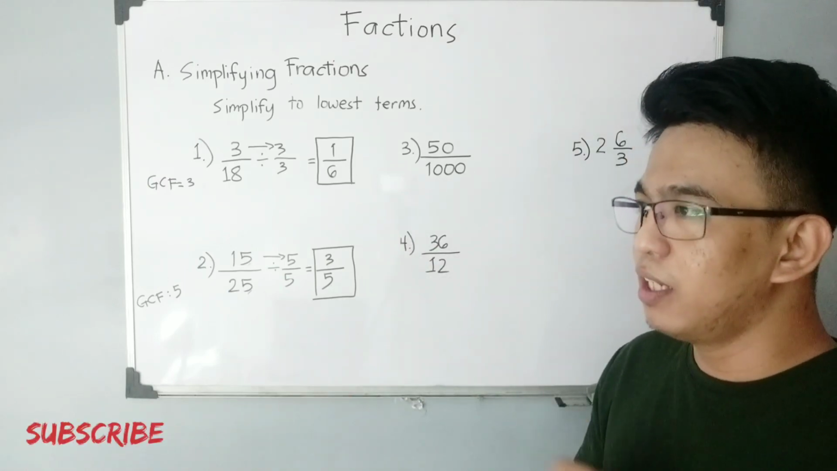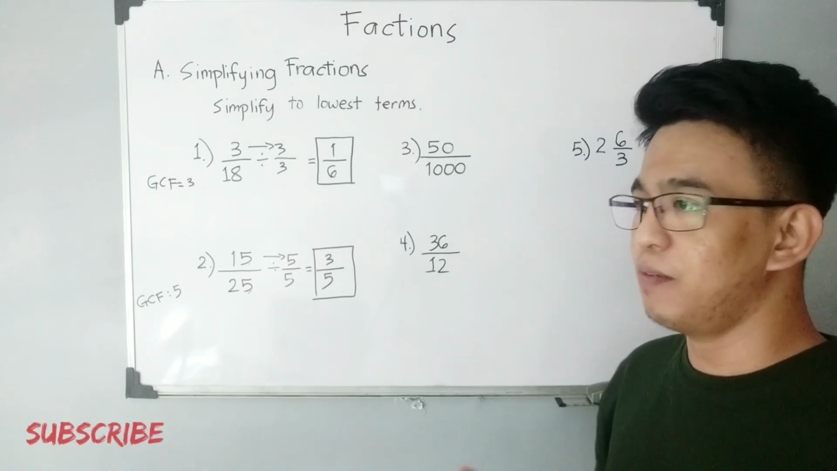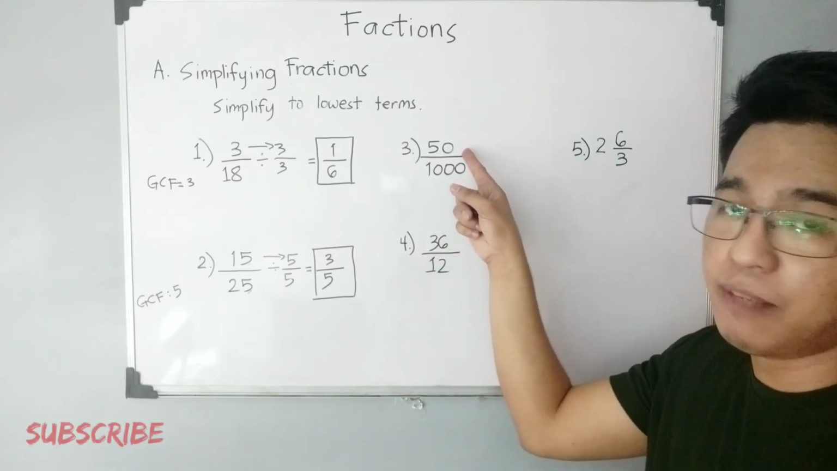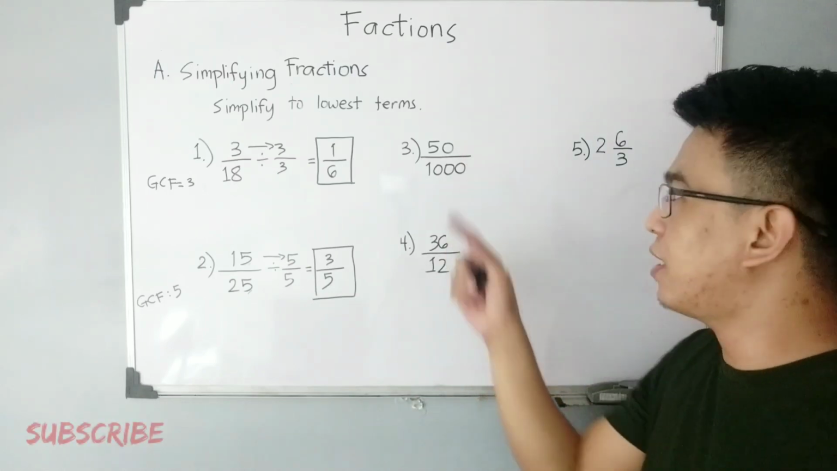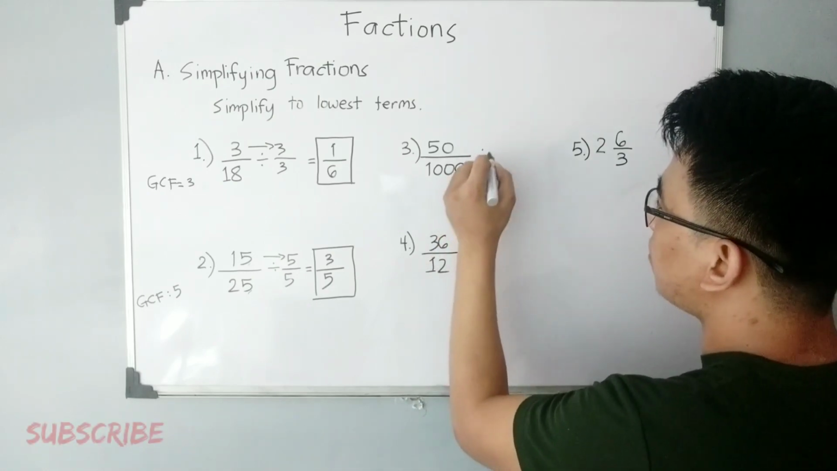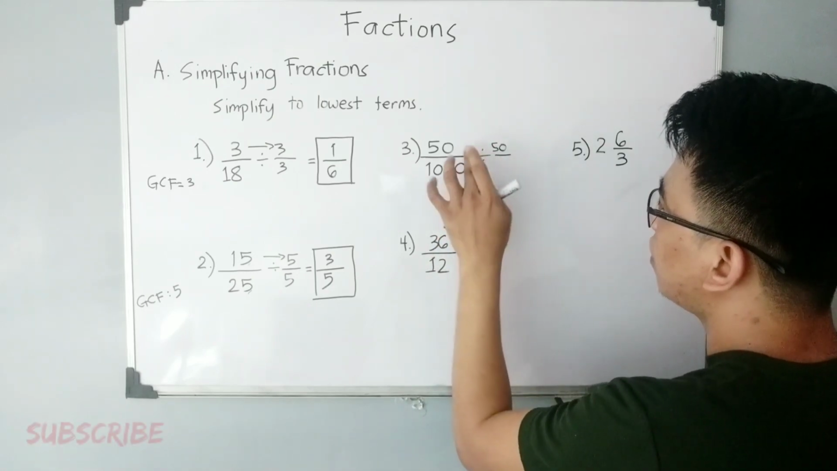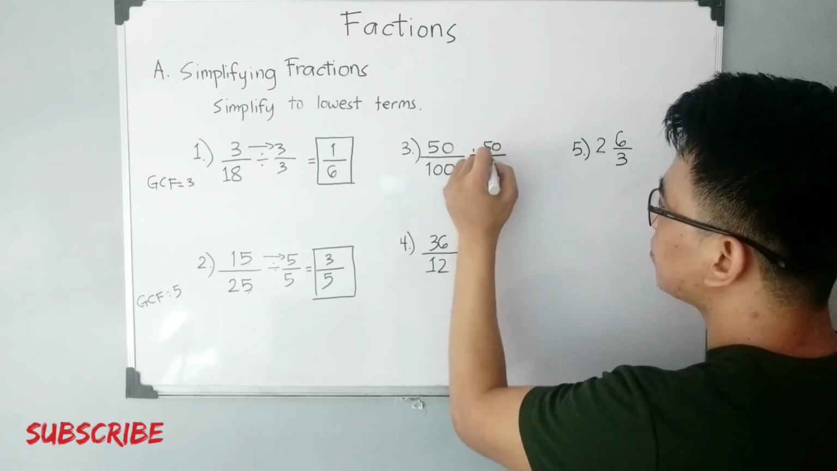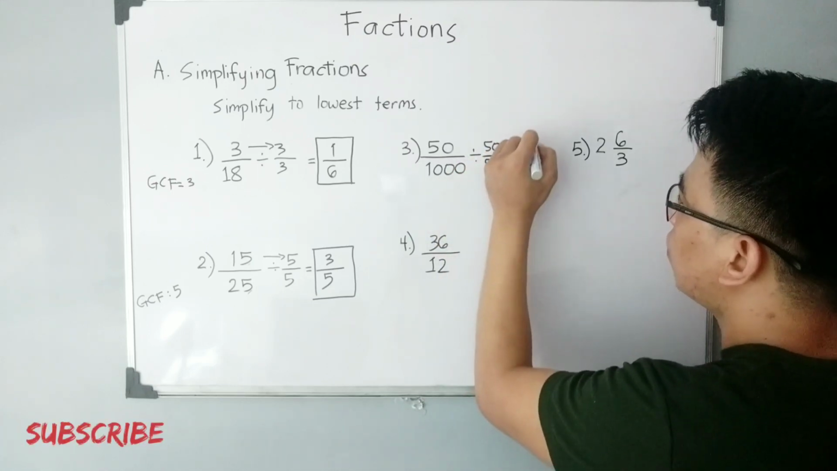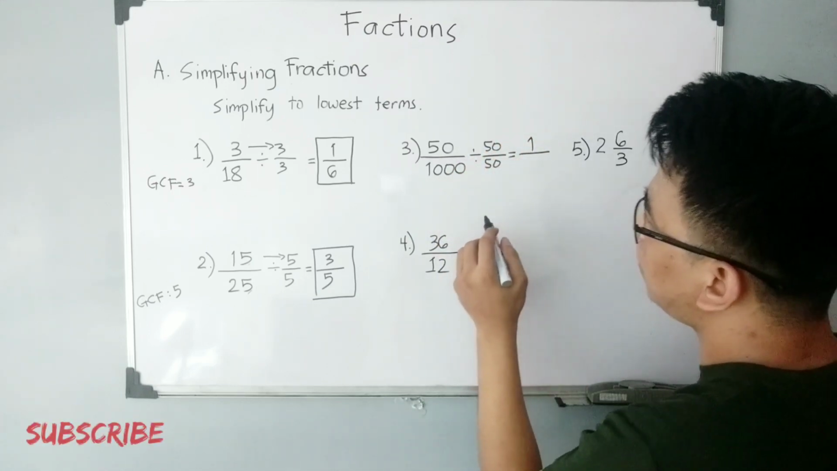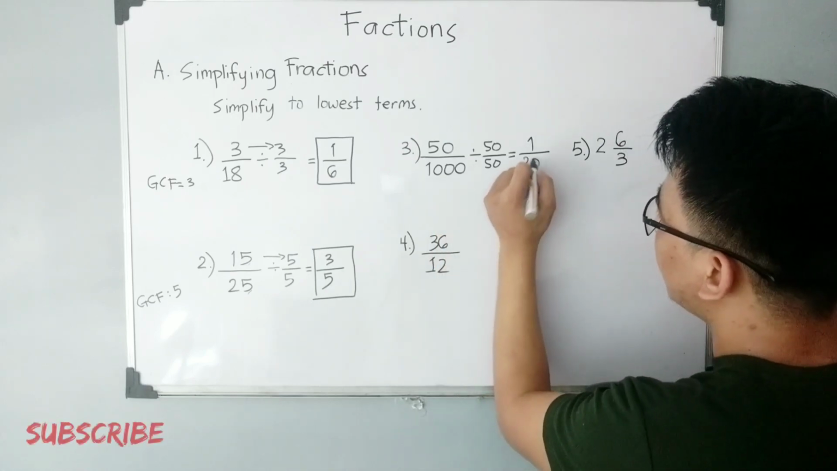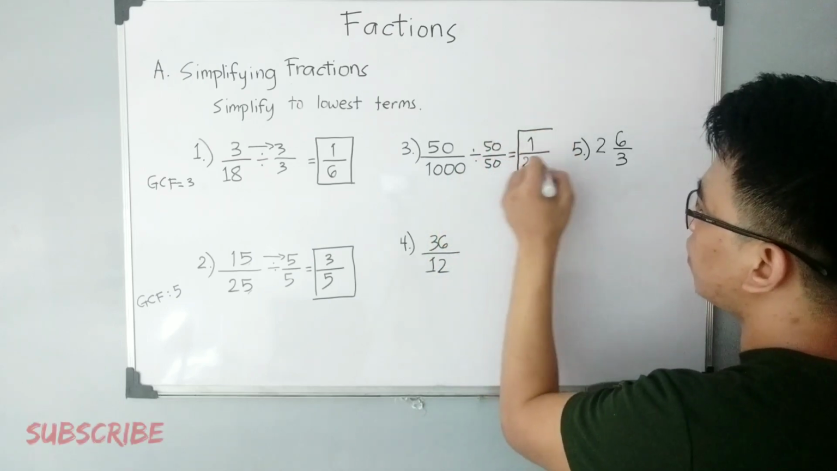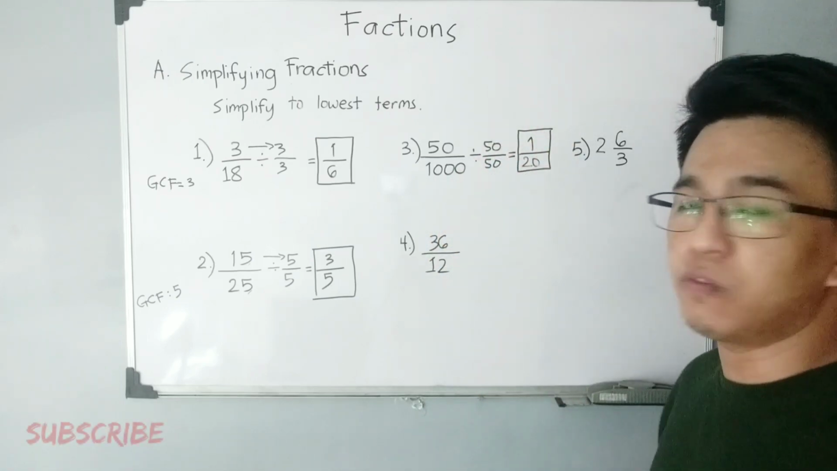So basically, isipin mo, their greatest common factor is 10. But hindi po. Their greatest common factor is 50. Alam natin na yung 50 ay divisible din by 50, lalo-lalo na yung 1,000. So divide both the numerator and denominator by 50. So this will give you 1 over, ilang 50 ba tayo meron dito? We have 20. We have 20 50s inside 1,000. So ating sagot dito is equivalent to 1 over 20.